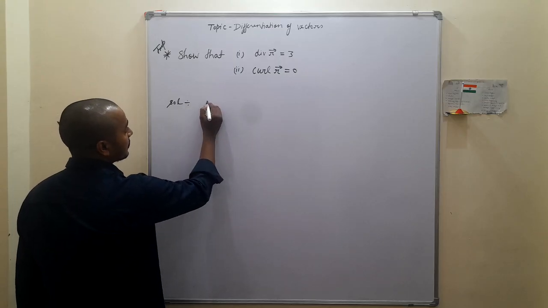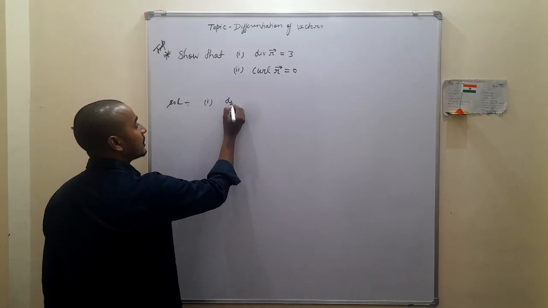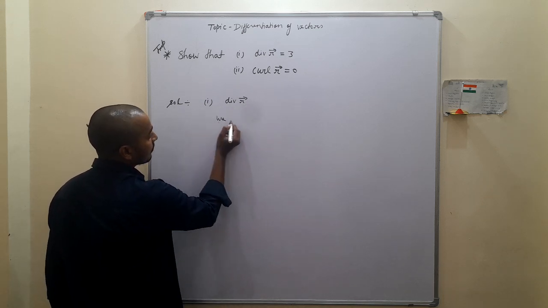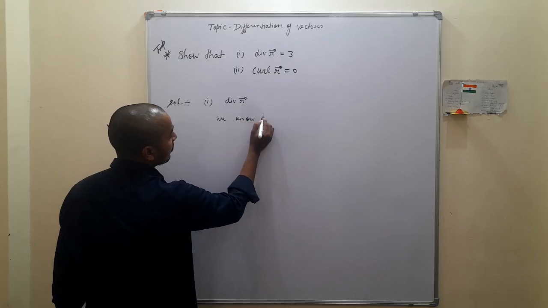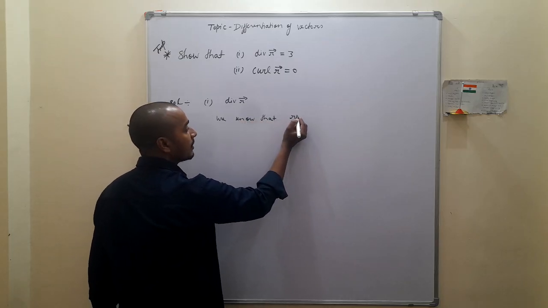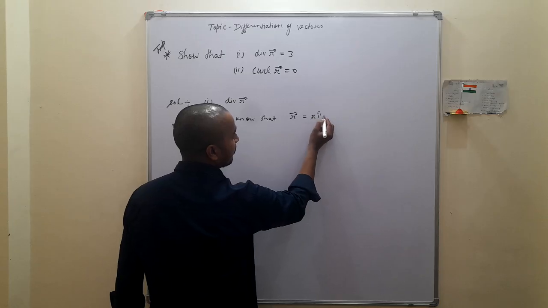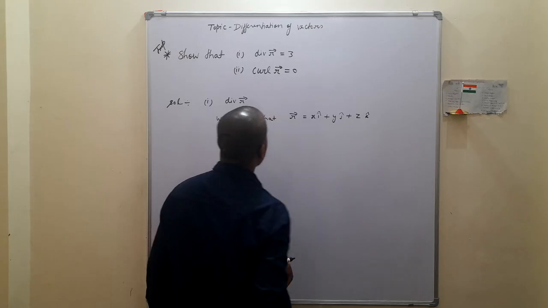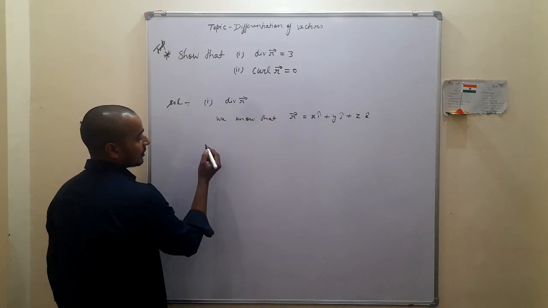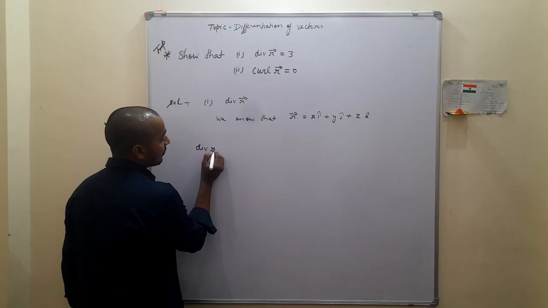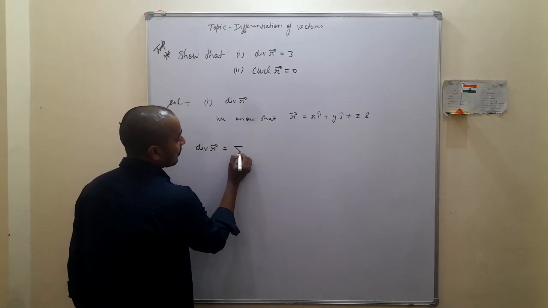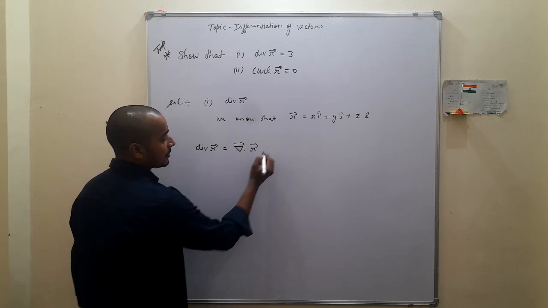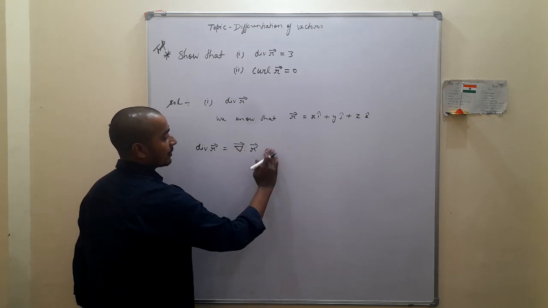We have to solve first. We have to find the divergence of R. We know that R vector is given by x i cap plus y j cap plus z k cap, and we have to find the divergence of R. Divergence of R is given by del dot product with R vector.